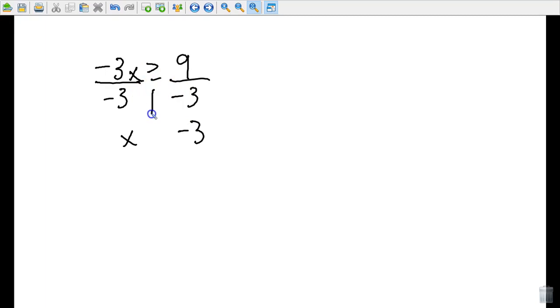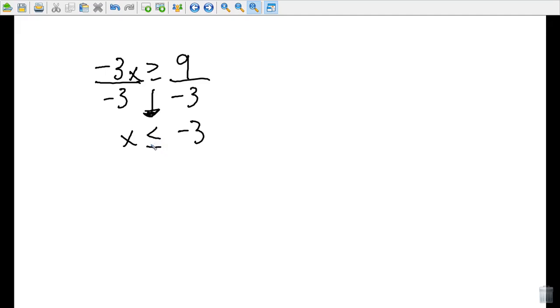I've got negative 3x is greater than or equal to 9. Okay? So I see multiplication, so I'm going to divide. I get negative 3x divided by negative 3, and then I would do 9 divided by negative 3, which would be negative 3. Negative 3x divided by negative 3 is x, and since I'm dividing by a negative, I end up changing the sign. So it becomes less than or equal to.